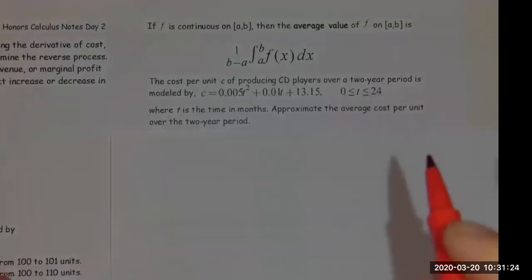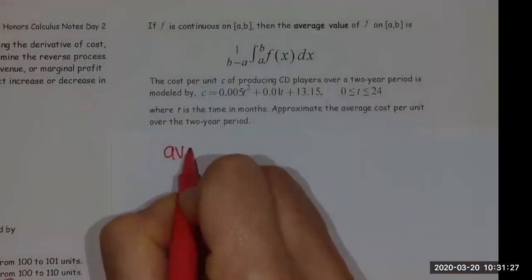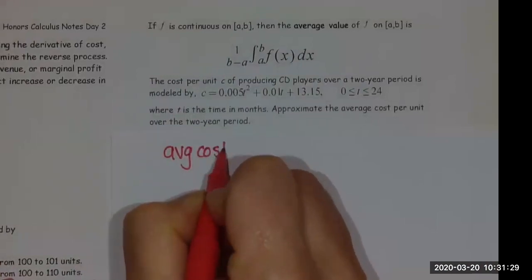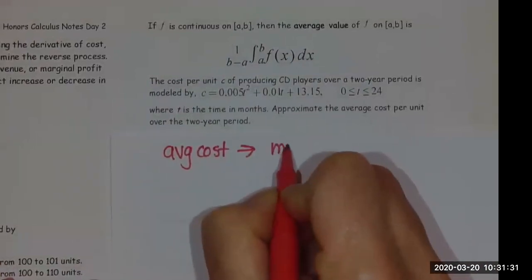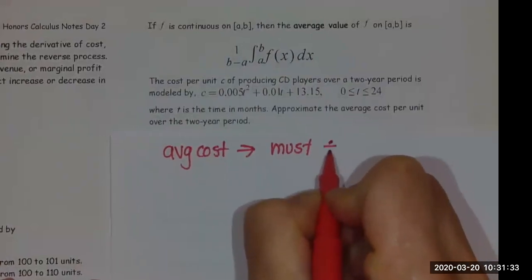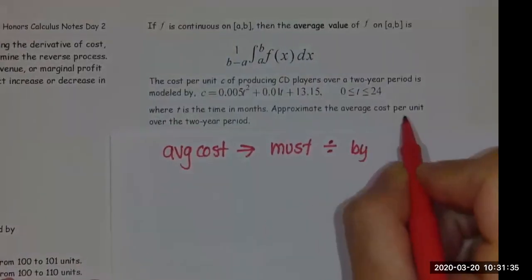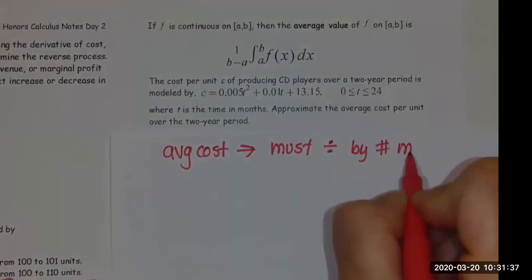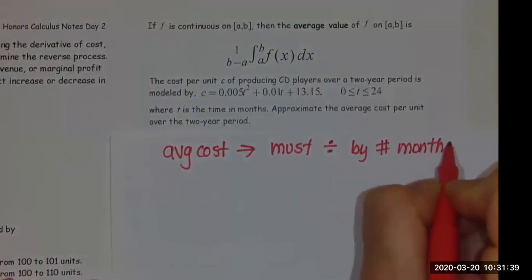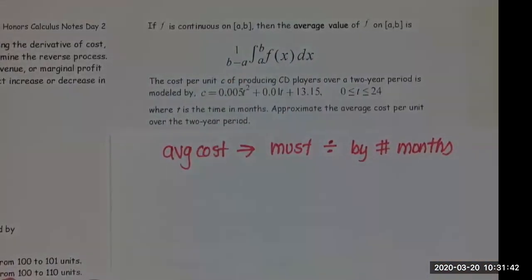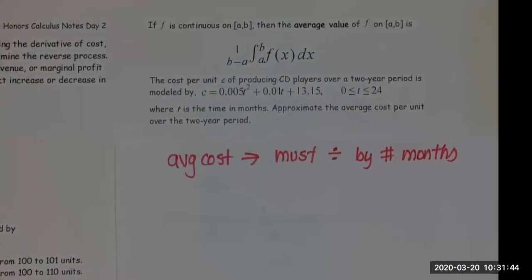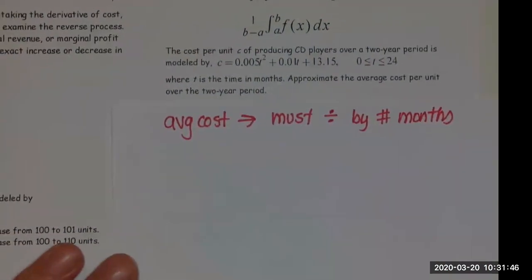Approximate the average cost. So average cost must divide by, in this case, number of months, right? And that's what this out here is. So you're going to have to read problems carefully and see if they have the word average in them.